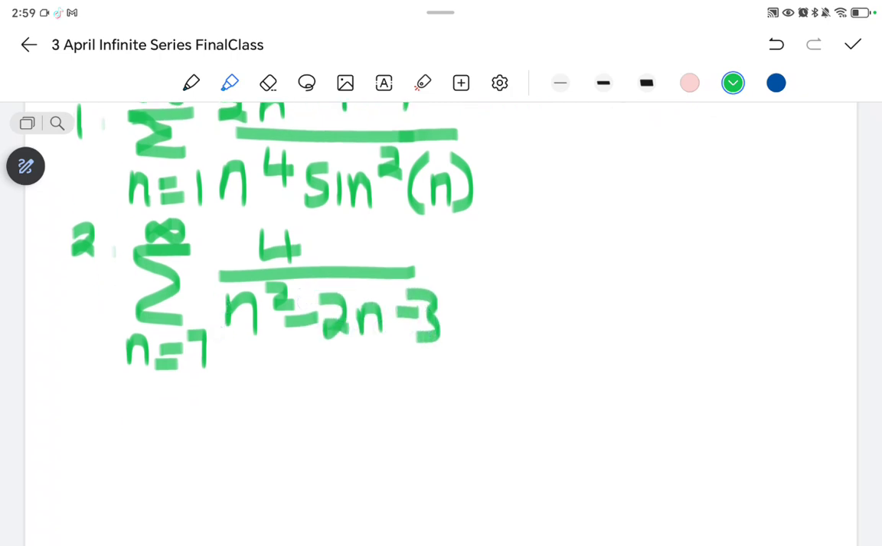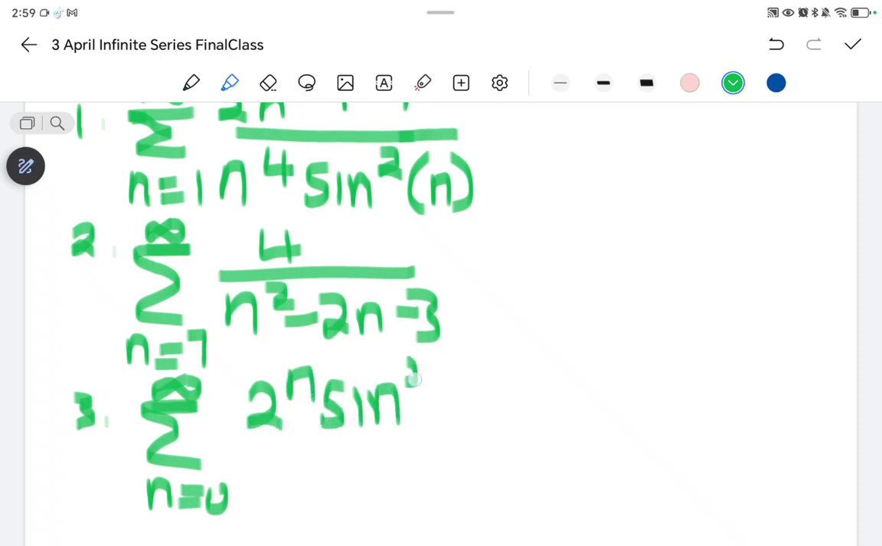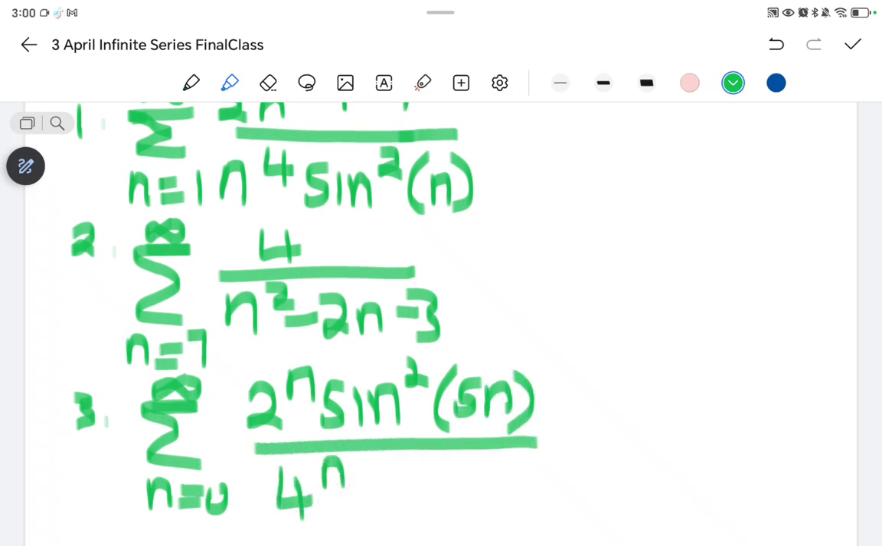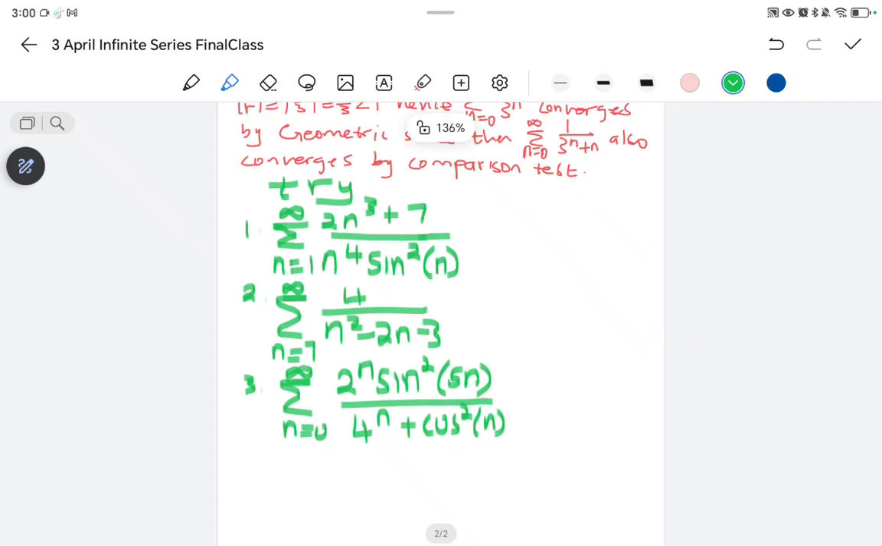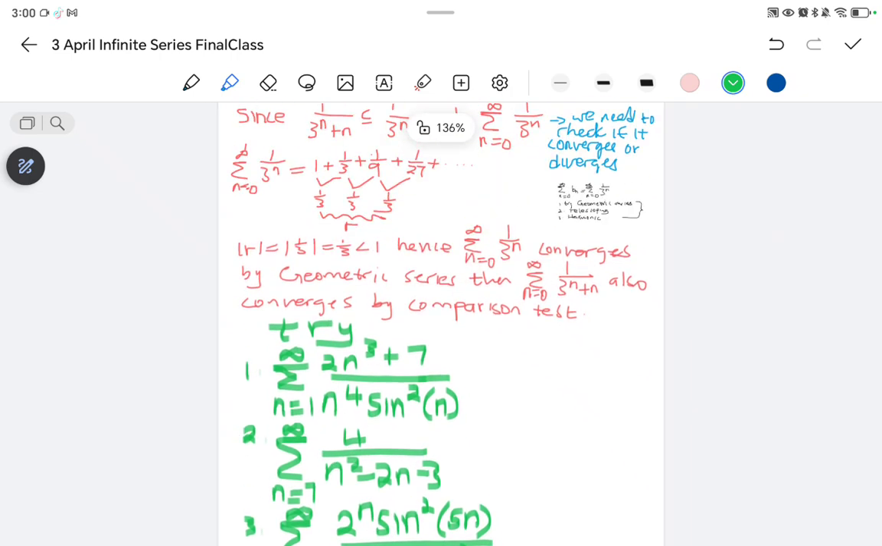And then the third one, summation until infinity of n equals 0 of 2 to the n of sine squared 5n all over 4 to the n plus cos squared n. So please, you'll try this.